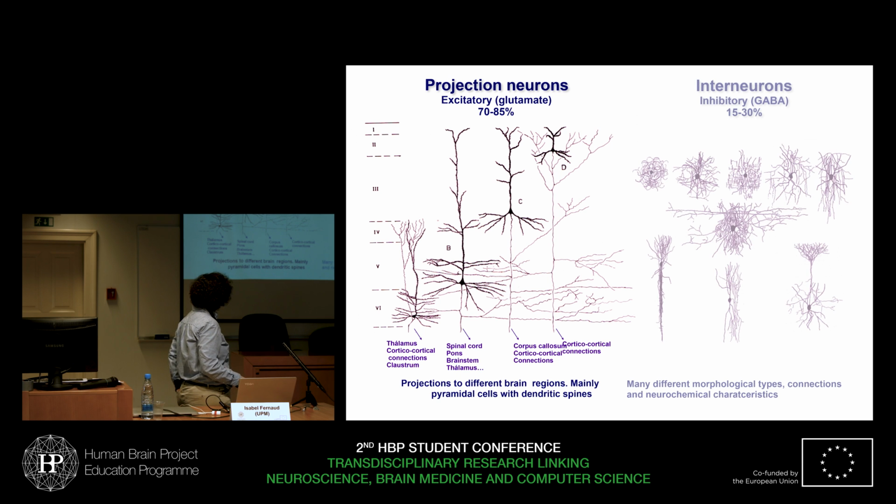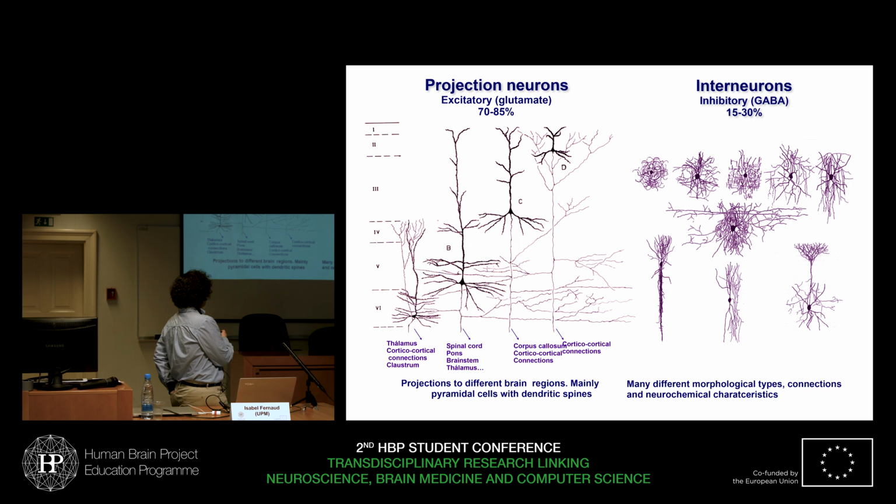The other group are the interneurons. They are inhibitory. Their main transmitter is GABA, and they are only about 20 to 30% of the neurons of the cortex. But this is a very heterogeneous group that contains many morphological types and many neurochemical characteristics. We are not talking about these neurons today, okay?